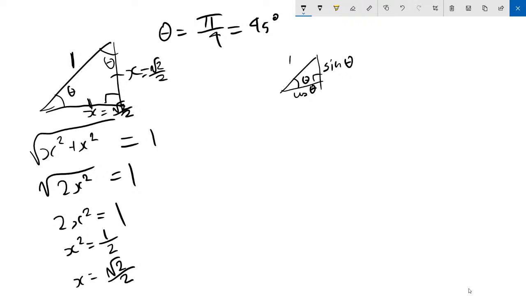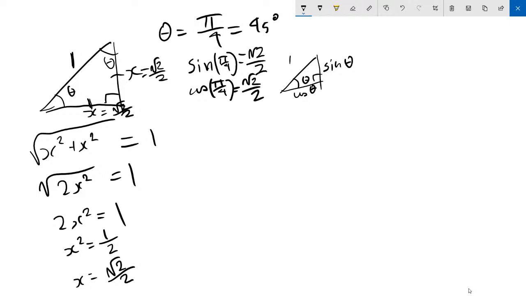And now that makes sense, because now you know that the sine of pi over 4 is equal to this side over here, which is sine theta. So that's equal to square root of 2 over 2. And then this side over here is equal to cosine of pi over 4, which is the square root of 2 over 2.